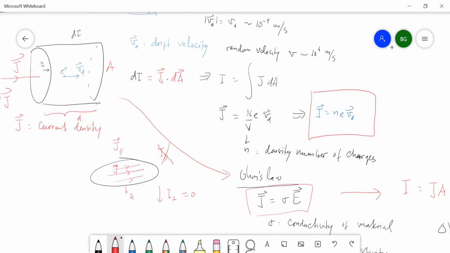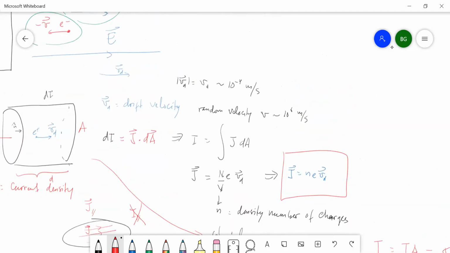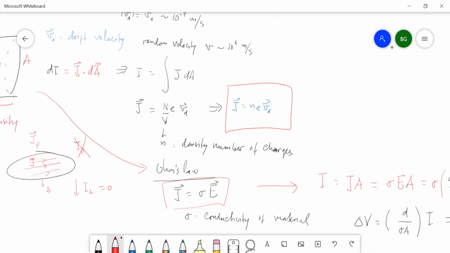In general, in the material, this current density depends on the number of charge carriers, this density n, and e, usually the electron unit charge, then the vector Vd, which is the drift velocity. The drift velocity is on the order of 10 to the minus 4 meters per second. It's very, very slow.